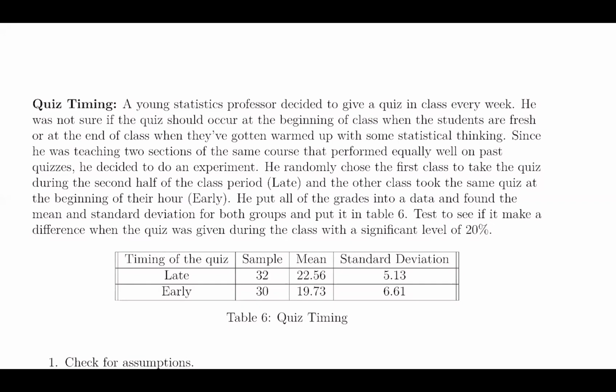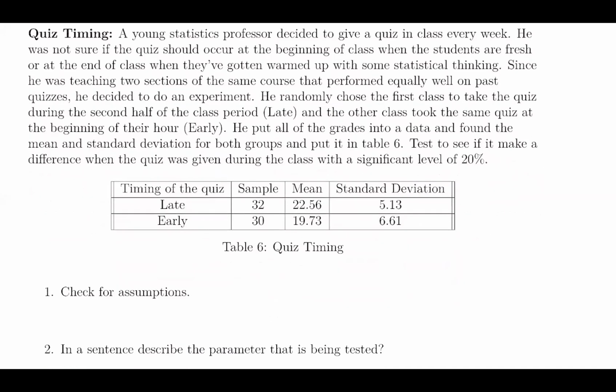He randomly chose the first class to take the quiz during the second half of the class period, late, and the other class took the same quiz at the beginning of their hour, early. He put all of their grades into a data set and found the mean and standard deviation for both groups and put it in table 6. Test to see if it makes a difference when the quiz was given during the class with a significance level of 20%. All right, so let's get started. All right, so if you look at this one, let's say, what are my two groups? Cool. So late and early, perfect.